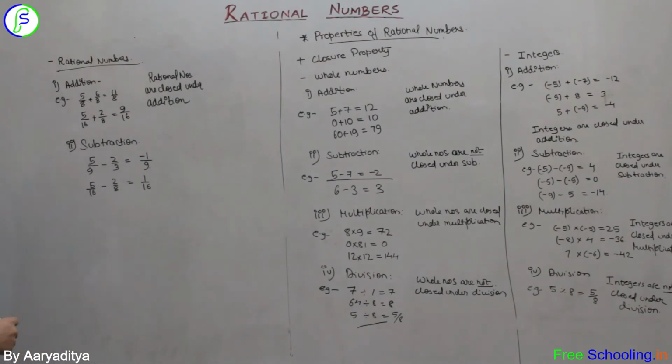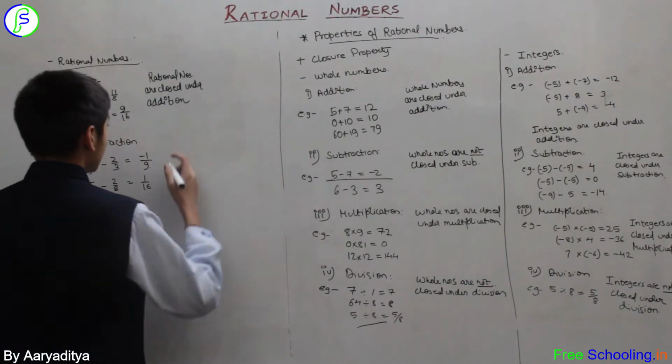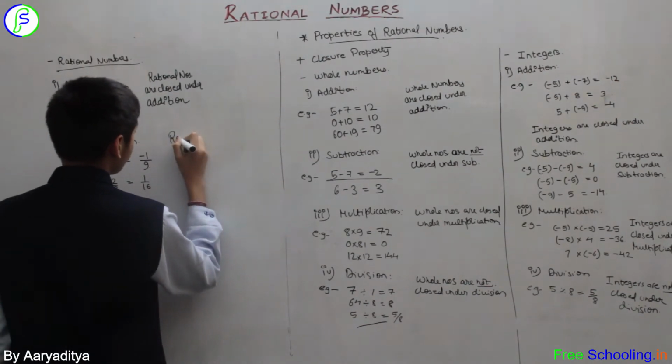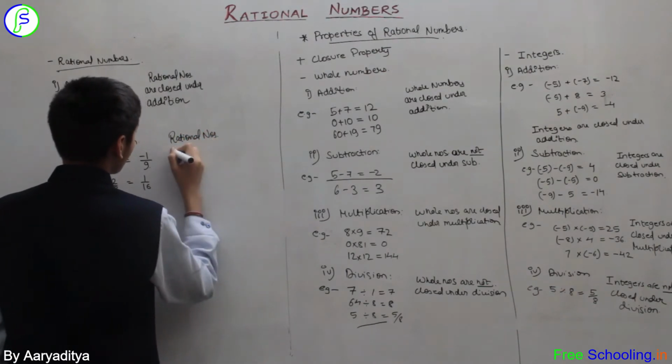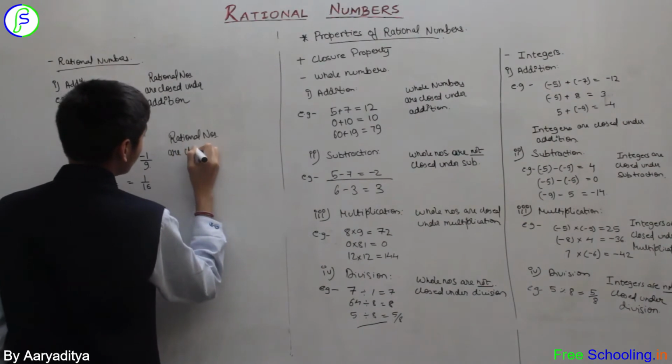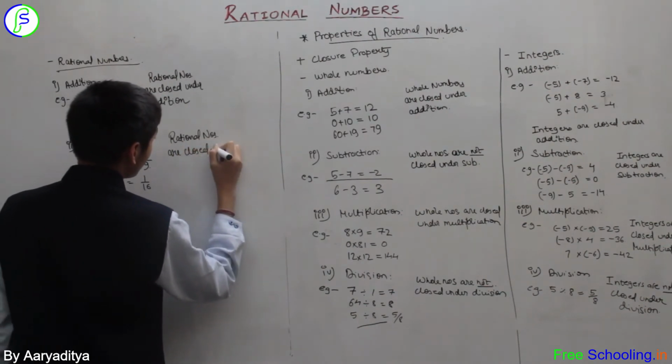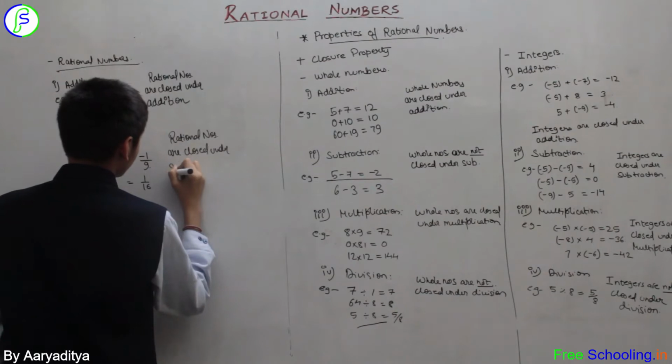So again, by the given examples or other examples that we can take, the statement is satisfied that rational numbers are closed under subtraction.